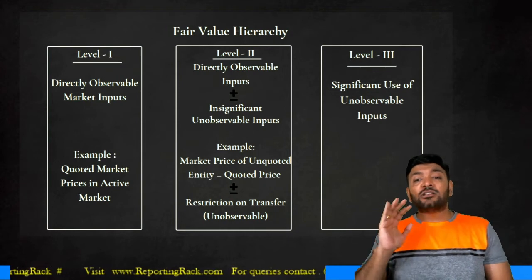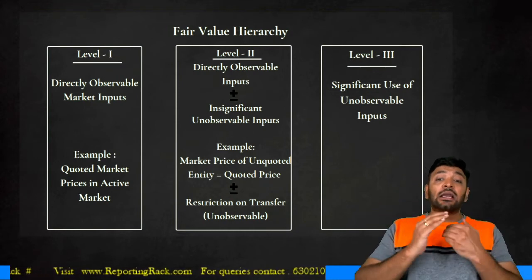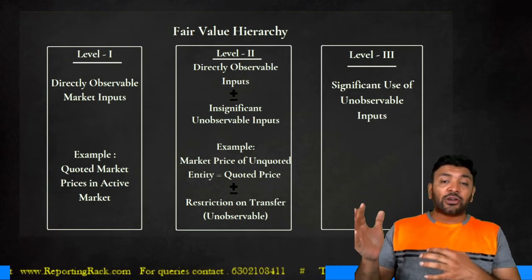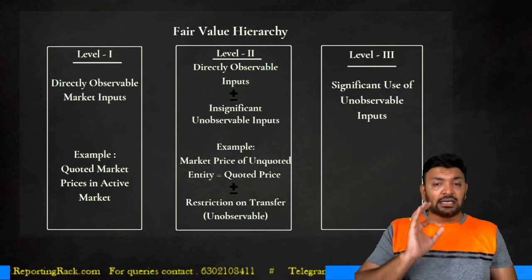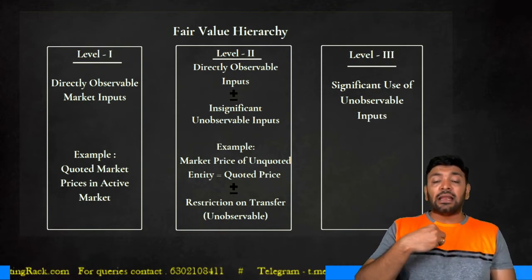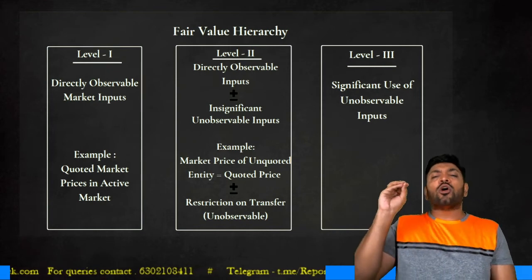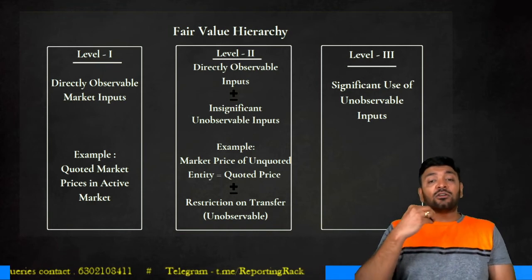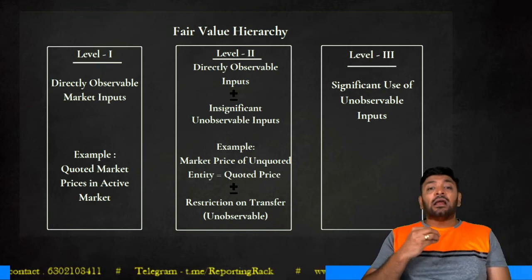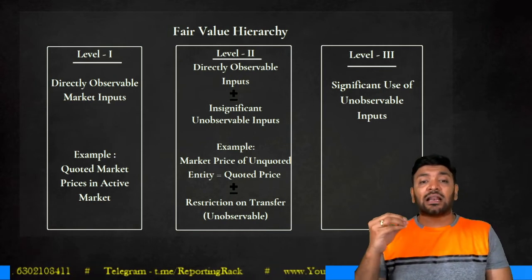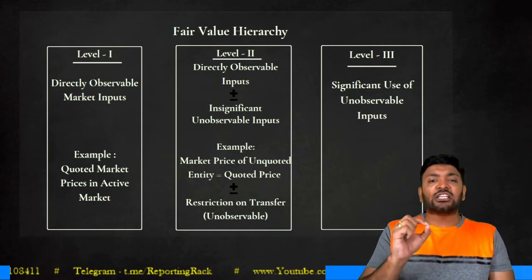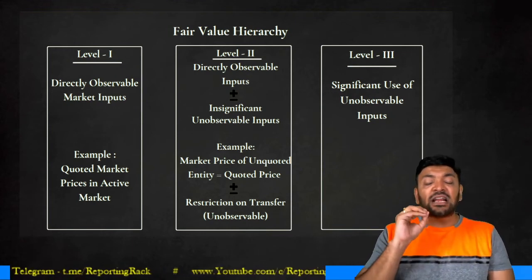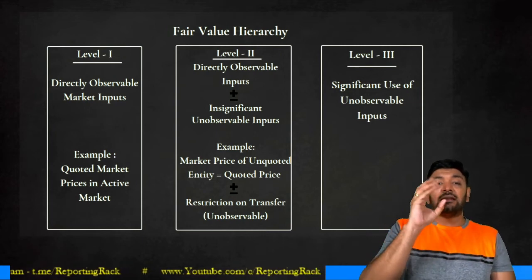Sometimes a market price of an unlisted enterprise can be determined with respect to the quoted market price. The quoted market price of a particular share of a company is at a certain value. My company, in which I hold investments, is almost similar to that company, but it is not marketable. So what I do is take the quoted market price and adjust it by an immobility discount or a restriction on transfer of shares, which is a small variation in the quoted market price, which is insignificant. Since it is an insignificant unobservable input, I will categorize it as level 2.